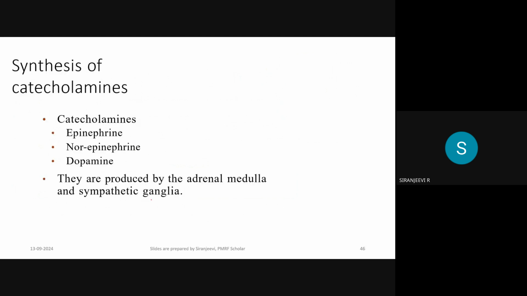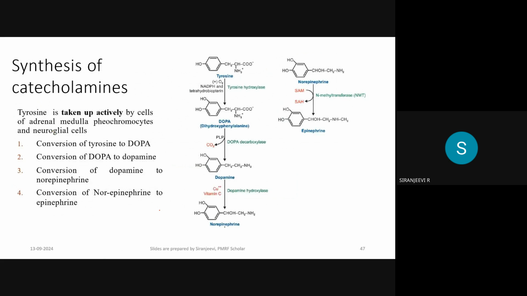So first we will see the catecholamine synthesis, which will be synthesized from the amino acid tyrosine. This happens in the adrenal medulla, especially in the sympathetic ganglia. So what happens? This tyrosine is taken up actively by cells of the adrenal medulla, pheochromocytes, and the neuroglial cells.